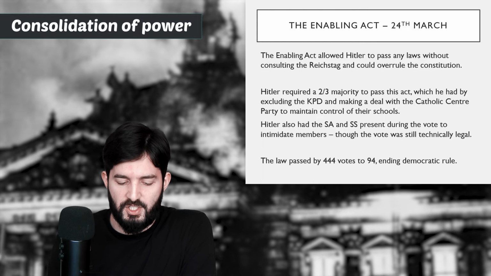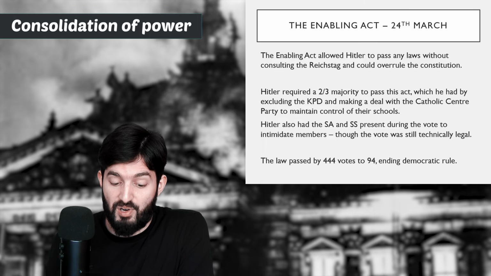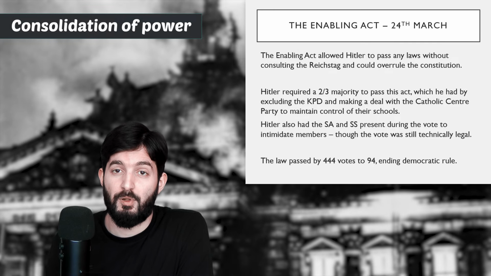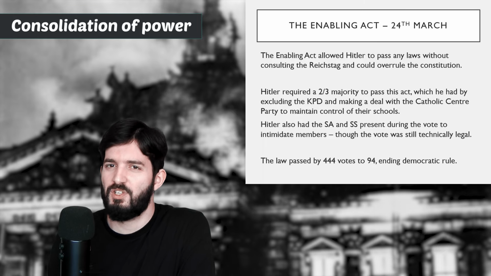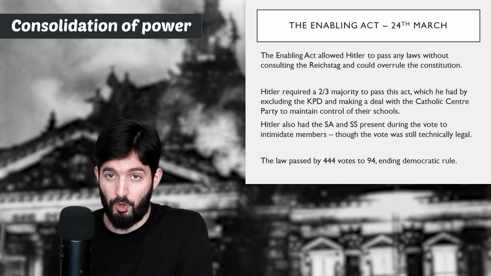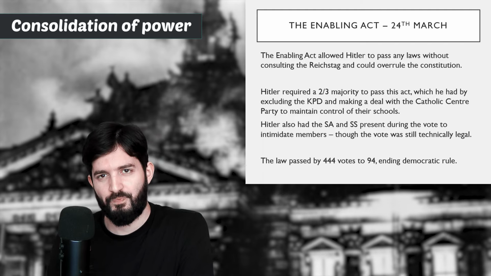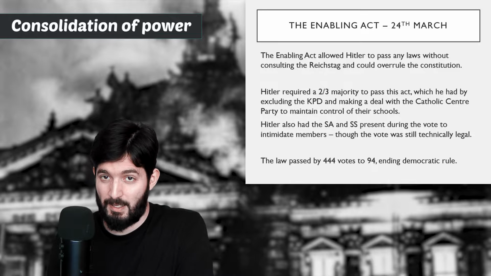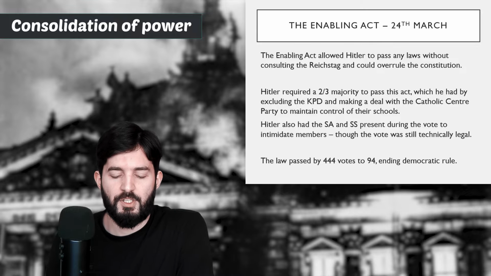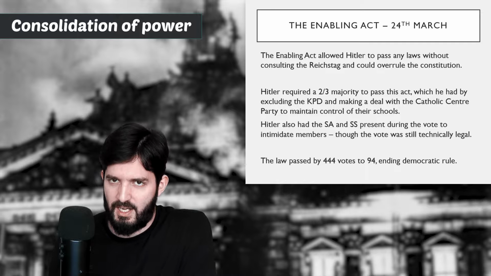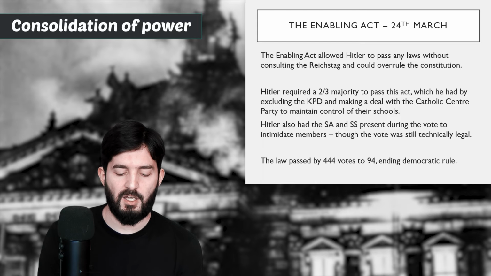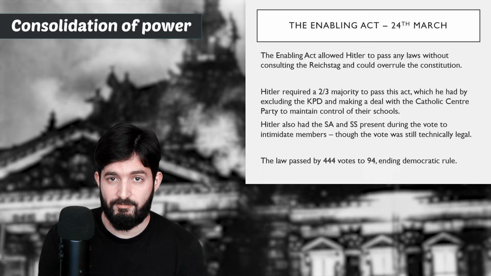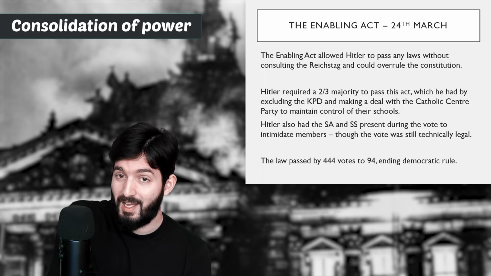In addition, what he also does is he has the SA and the SS present during the vote to intimidate members. There are people shouting threats against Reichstag members outside the chambers, so you're going to the Reichstag chamber to vote for this law or potentially against it, but you're doing so with the shouting and intimidation of SA and SS members outside the chamber. Despite that, it is still technically legal because they're not being forced to vote. The other methods are technically legal. So the law ends up passing by 444 votes to 94. And this basically ends democratic rule in Germany for good. Hitler is now a dictator.